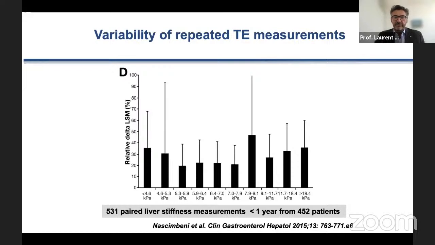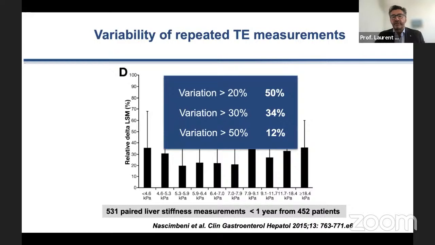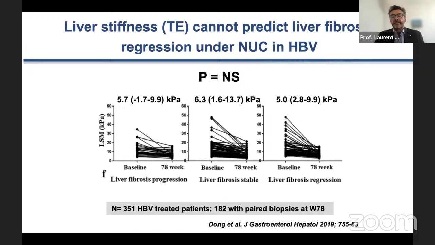500 paired liver stiffness measurements within 1 year. And you can see there was quite a lot of variability, above 20% in half of the patients and above 50% in around 10% of patients. This is another study from Asia in HBV, showing that liver stiffness could not predict liver fibrosis regression on nucleos(t)ide analogues in HBV.